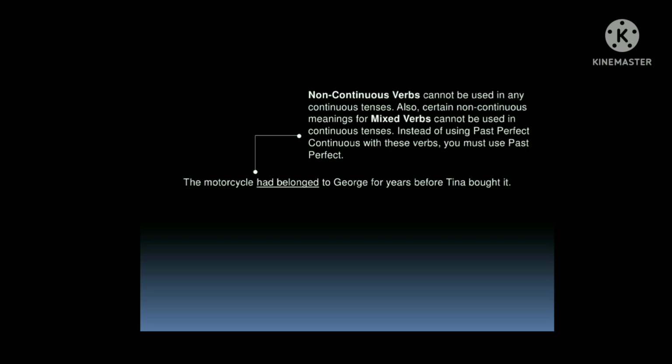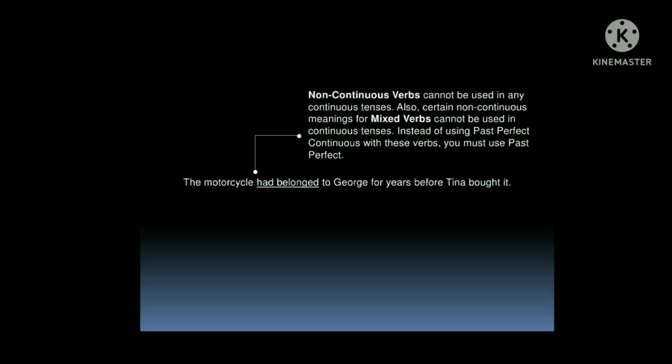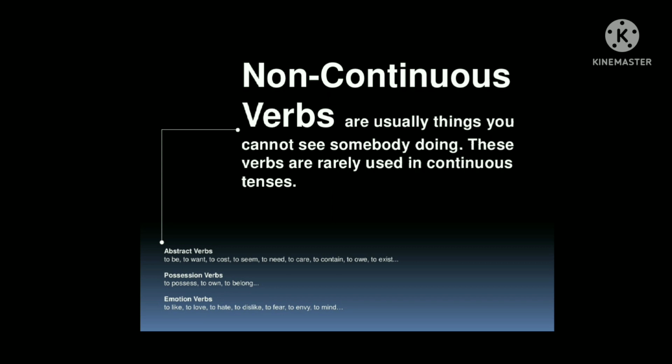Non-continuous verb: had belonged. Here there is a non-continuous verb that cannot be used in any continuous tense. Also, certain non-continuous meanings of mixed verbs cannot be used in the continuous tenses. Instead of using past perfect continuous with these verbs, you must use past perfect. Non-continuous verbs are usually things you cannot see somebody doing. These verbs are rarely used in continuous tense.